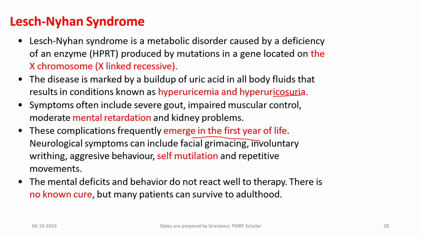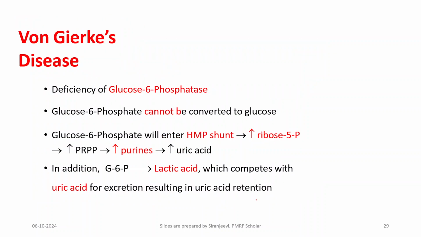Neurological symptoms can include facial grimacing, involuntary movements, aggressive behavior, self-mutilation, and repetitive movements. And the mental deficits and the behavior do not react well to therapy. There is no known cure so far for Lesch-Nyhan syndrome, but many patients can survive to adulthood.